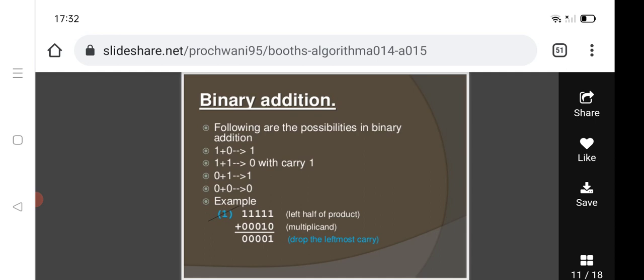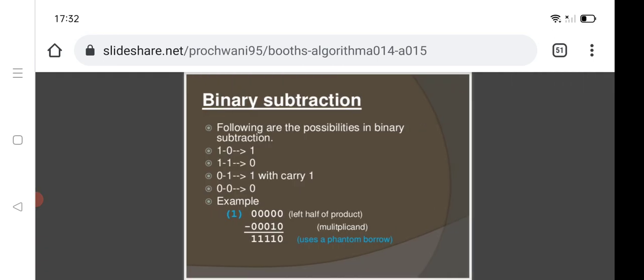Again, 1 plus 1 is 2, that is 0 here, carry 1. Again 1 plus 1 is 2, 0 here, carry 1. So on you are going to do your addition. It is a simple addition which you already know in digital electronics. Next, see the subtraction. In the subtraction also we will be getting 4 combinations.